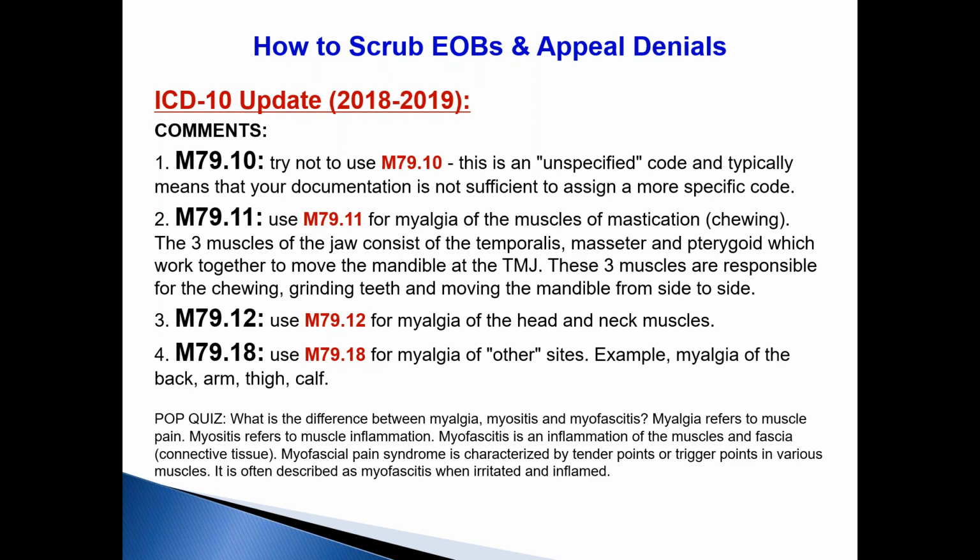Ready for a little pop quiz? What's the difference between myalgia, myositis, and myofasciitis? Myalgia refers to muscle pain. Myositis refers to muscle inflammation. Myofasciitis is an inflammation of the muscles and the fascia, the connective tissue. Myofascial pain is characterized by tender points or trigger points in various muscles. It's often described as myofasciitis when irritated and inflamed.